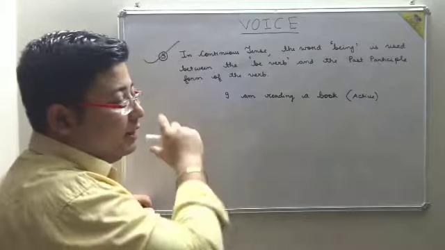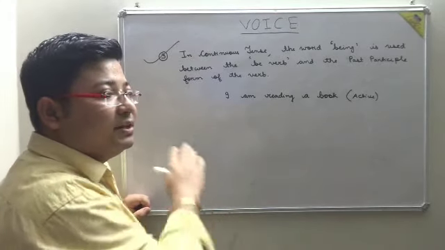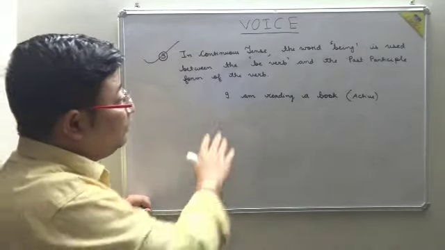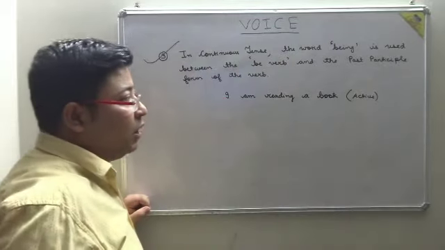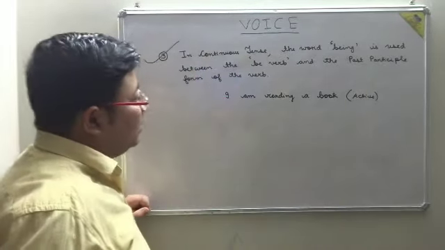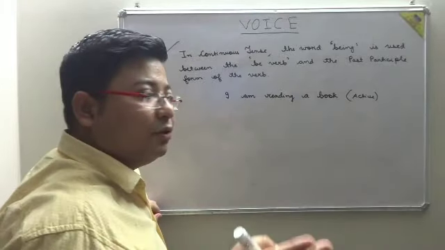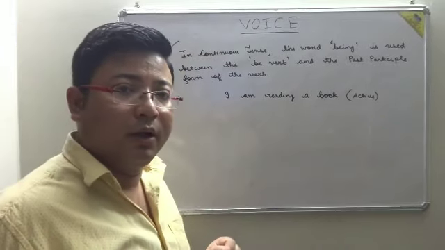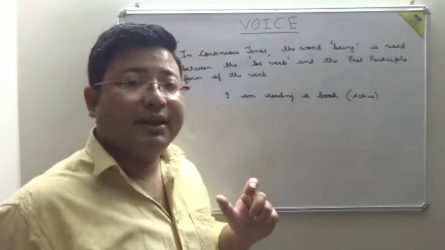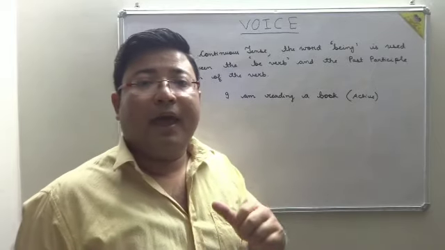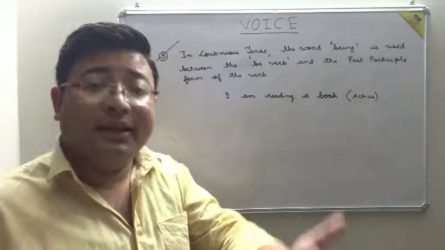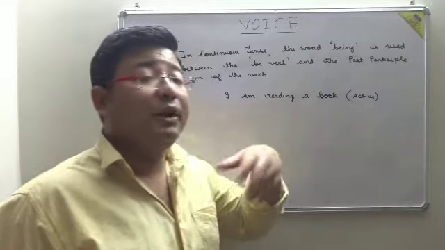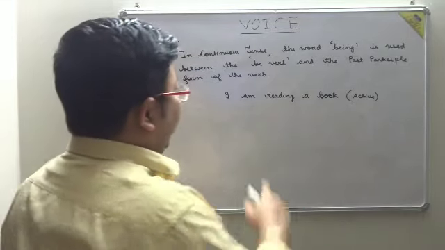Okay, you see, the examples I gave you earlier were different. That was in either simple past or simple present or simple future. Now this is a continuous tense. This is present continuous. Now in continuous tense, whether it is present or past, the word being is used between the be verb and the past participle form of the verb. So in the case of present continuous tense, we will use the be verb in the present form, but in past tense we'll use the past form. Okay, I am reading a book.